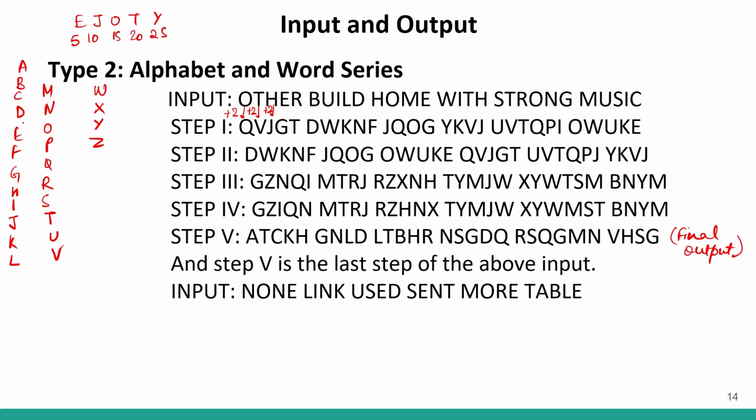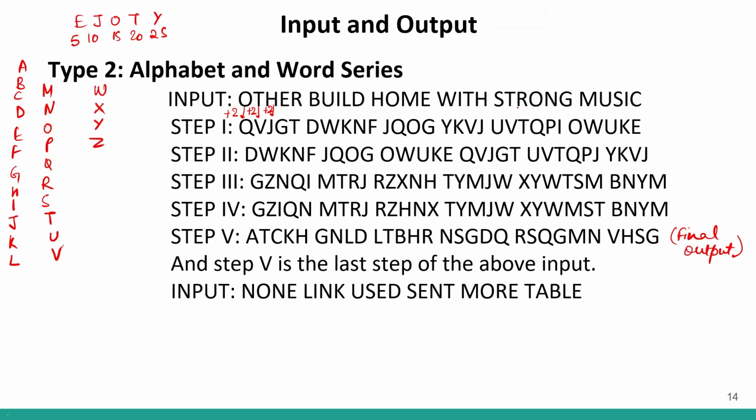Similarly, let us check for H to J. H to J is +2. E to G is +2. R to T is also +2. Similarly, if I look at build, B to D is +2. U to W is +2. Correct? I to K is +2. So we are moving 2 positions ahead.